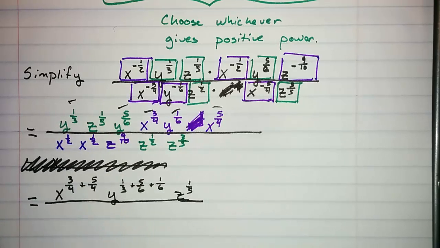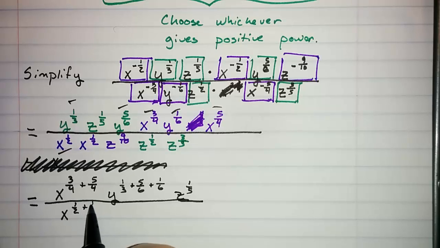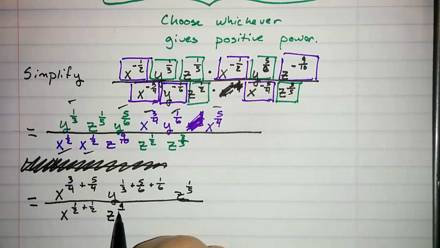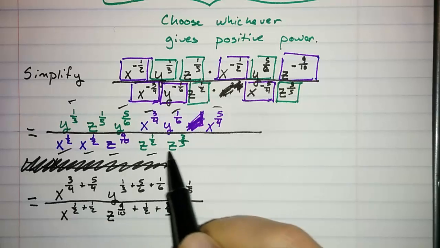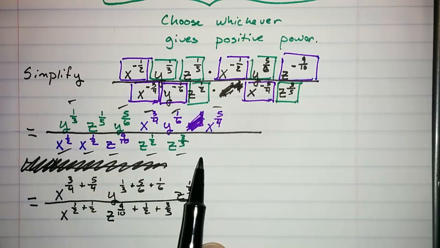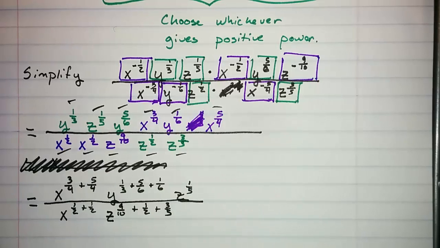In the denominator, I see x to the 1/2 plus 1/2. Oh, and that's it. I see z to the 9/10 plus 1/2 plus 3/5. Did I get everything? Oh, I did get the z to the 1/5. I got everything.